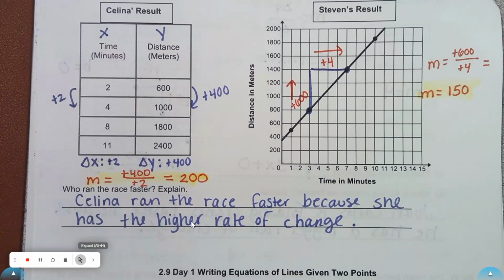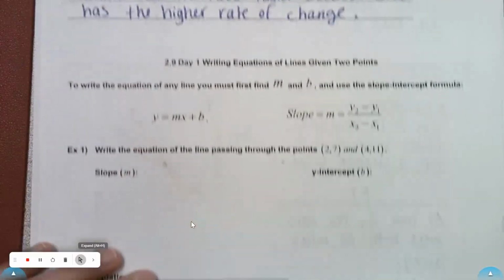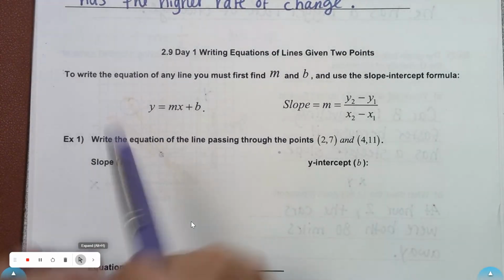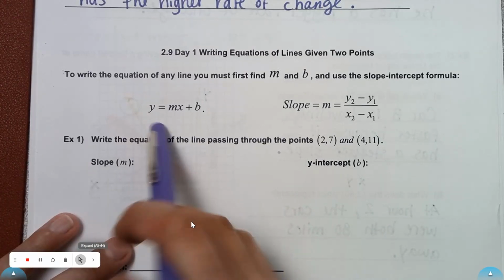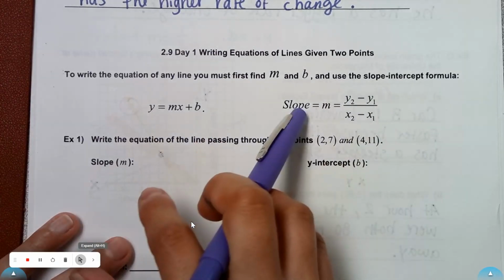Okay, last lesson. We are going to do 2.9, day 1. So writing equations of lines given 2 points. There are two useful equations that you need to know. That is y equals mx plus b, but also how to calculate the slope. So y2 minus y1 over x2 minus x1.